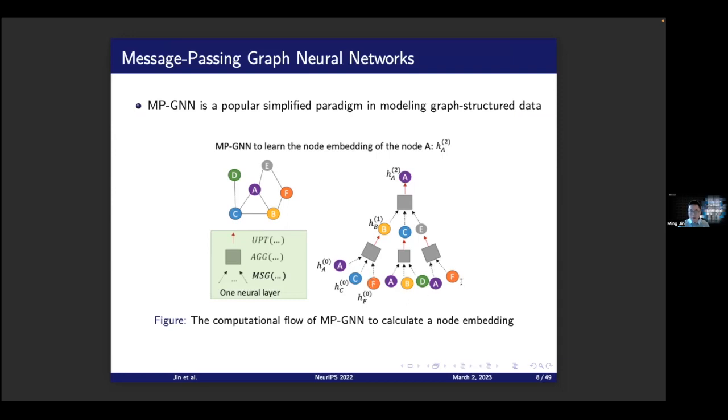In this computational flow, the dashed arrow represents the generated message, and the grid block here is the aggregation function that aggregates the information from the neighbors. Then we use the aggregated information to update the representation of the source node.